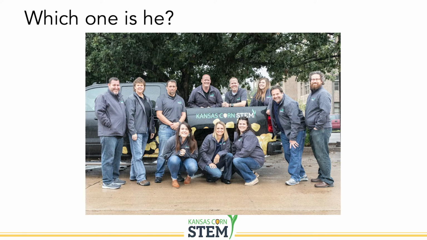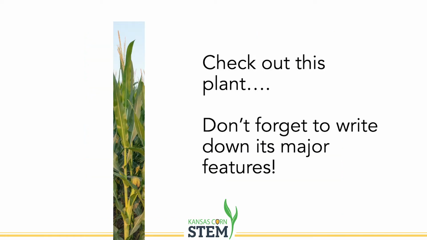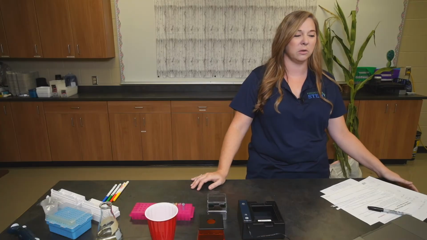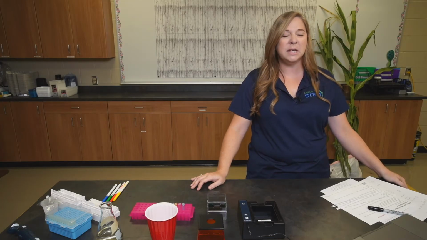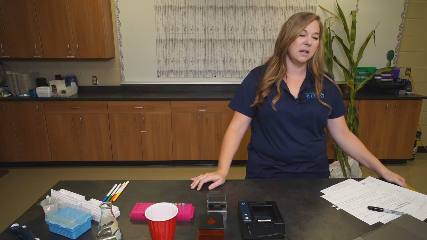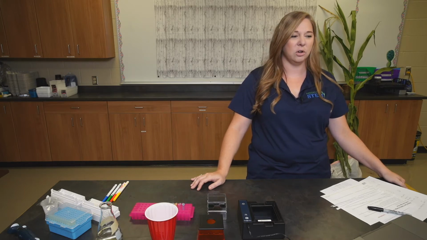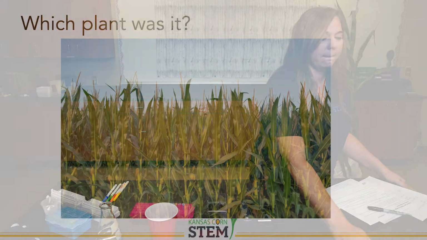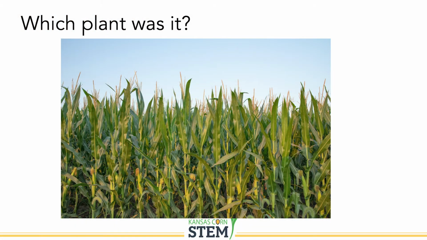Now we're going to take this same approach, but with something a little different. Check out this plant. Don't forget to write down all those major features. What are some of the features that you can see of this plant? Now here your kids are going to start complaining, but have them go through and talk about what are some features that we know that we could write down. Think about the number of leaves, the fact that it's tasseling, does it have any ears, and go from there. Now which plant is it?